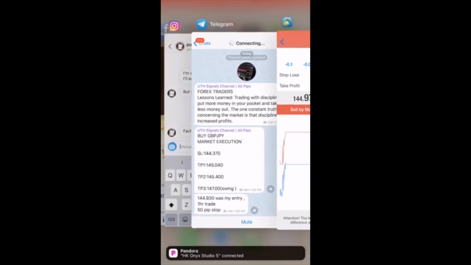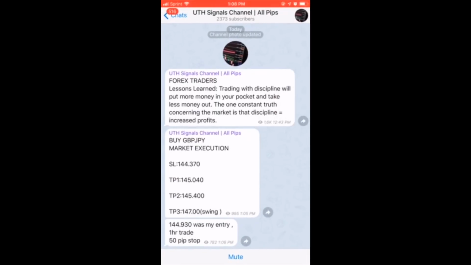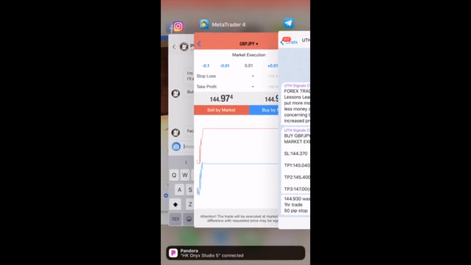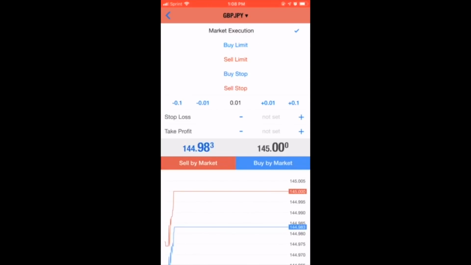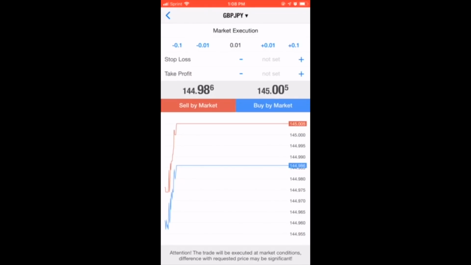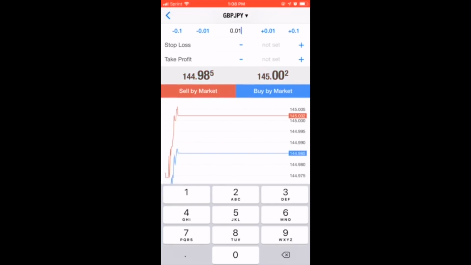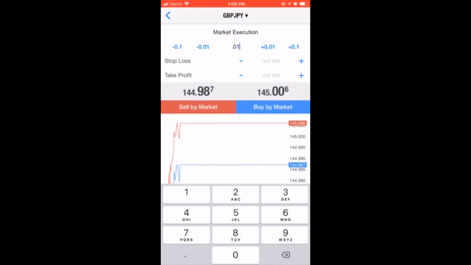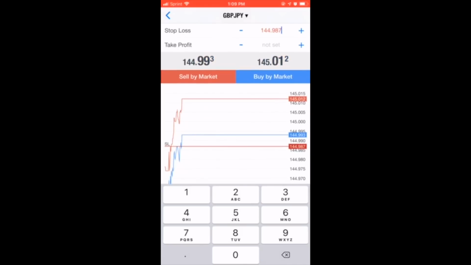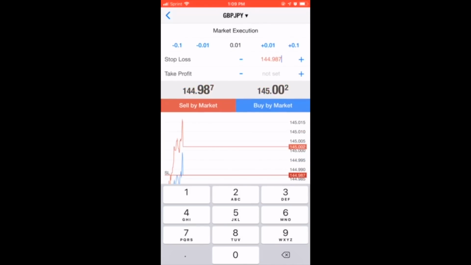Now this is a very important part. So we're going to go back and look at the signal that was called, and we see it says market execution, correct? So we're going to go back and make sure we have market execution selected. This lot size, now remember I told y'all we're only doing 0.01 unless I say otherwise. So make sure you put 0.01 for your lot size for every trade.